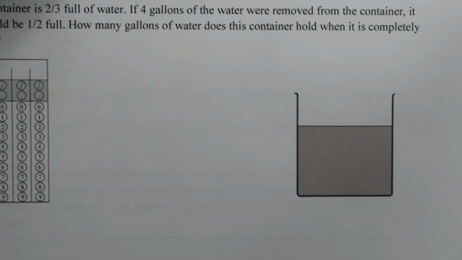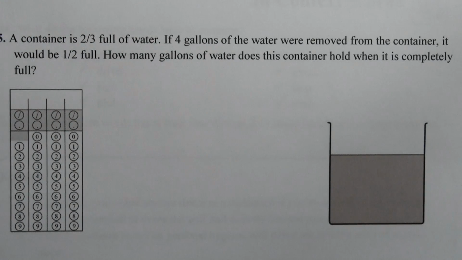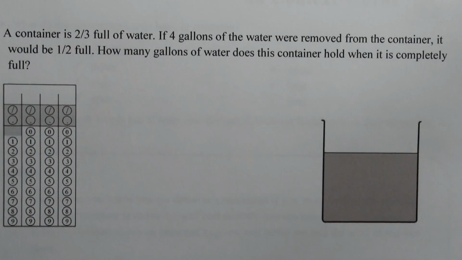Okay. And this one I chose to include because it's really useful to have a picture sometimes. So 15 says a container is 2/3 full of water. If 4 gallons of water were removed from the container, it would be 1/2 full. How many gallons of water does this container hold when it is completely full? So we included a picture to get you started.